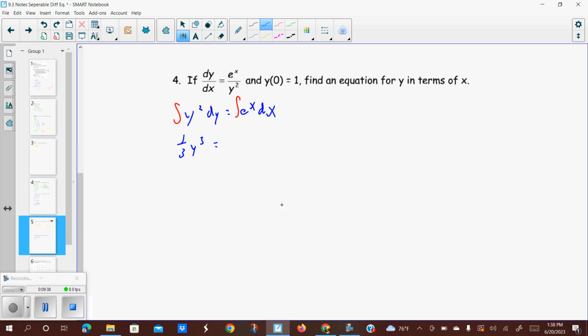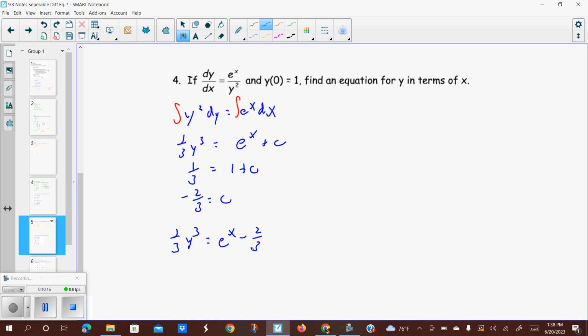And the antiderivative of e to the x is just e to the x plus c. Initial conditions, x is 0. Remember that plugging 0 into x here is e to the 0. That's 1. And on the left-hand side, y is 1, so that just gives us 1/3. So subtracting 1, we get that c is negative 2/3. Plug that back in, we get 1/3 y cubed equals e to the x minus 2/3.